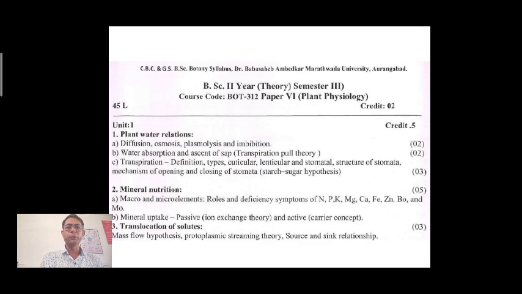Now the second part of unit number 1 includes macro and micro elements, and the role and deficiencies of these elements. For example, NPK, Mg; all these micro and macro elements have some importance, and as their deficiency shows symptoms, we need to study these macro and micro elements. Along with this, mineral uptake and translocation of solutes are also included in unit number 1.